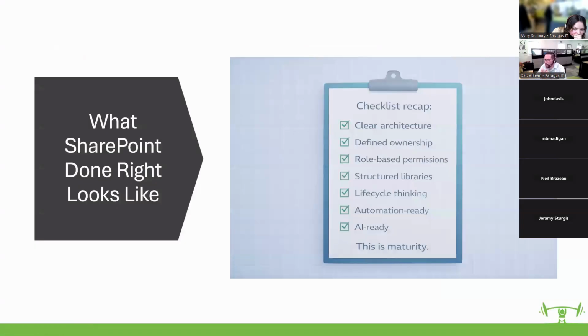So what done looks like. You have clear architecture, defined ownership, role-based permissions, structured libraries, lifecycle thinking. Your automation is flowing and helping save you time, and you are able to leverage tools like Copilot to be much more efficient in your work. That's what true maturity in SharePoint would look like.